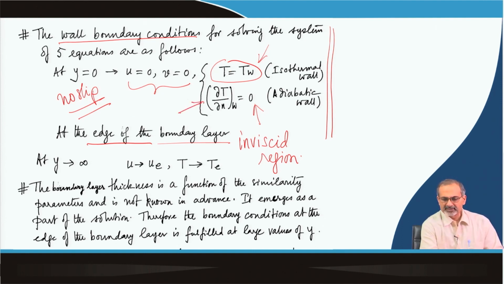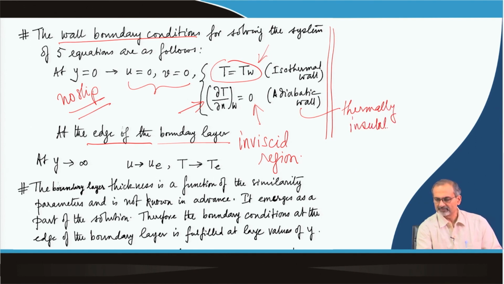While if it is an adiabatic wall, which is basically a thermally insulated wall, which does not allow any heat transfer, then the temperature gradient normal to the wall would be 0 when you are right at the wall. So, that gives us the adiabatic wall condition. So, we therefore have a thermal condition at the wall imposed.